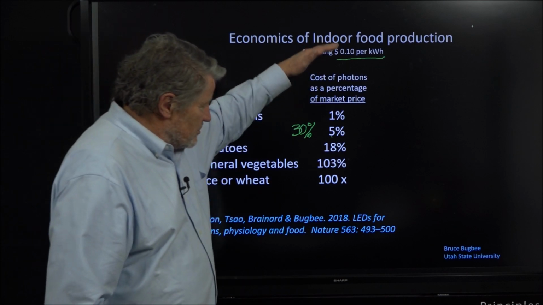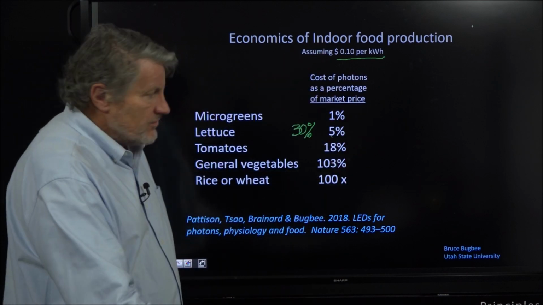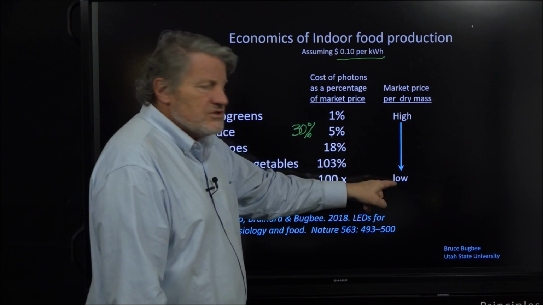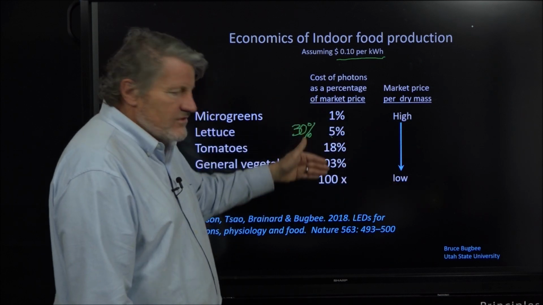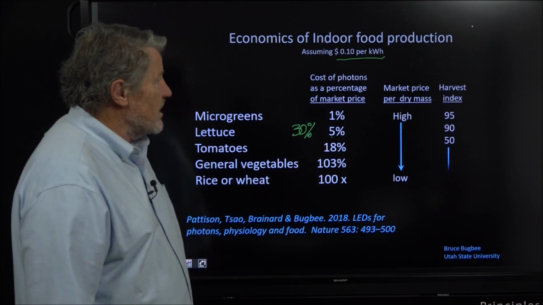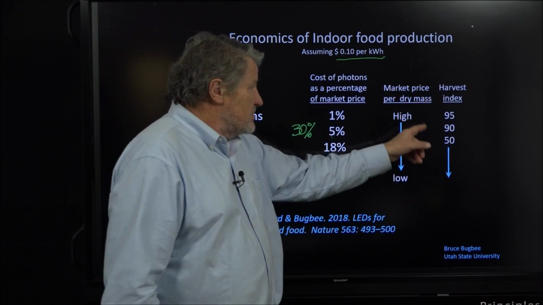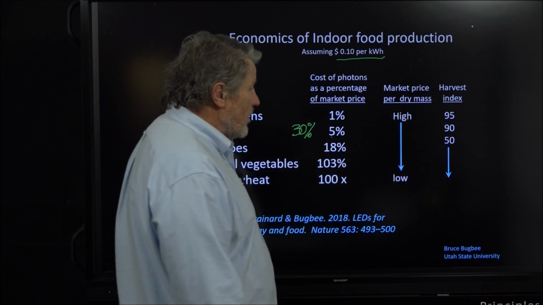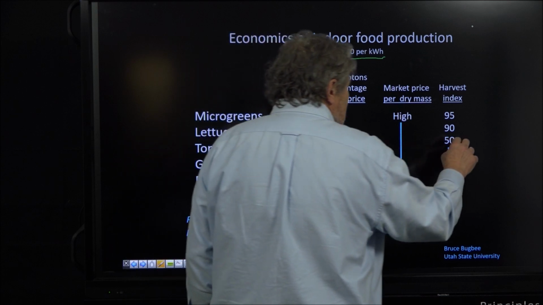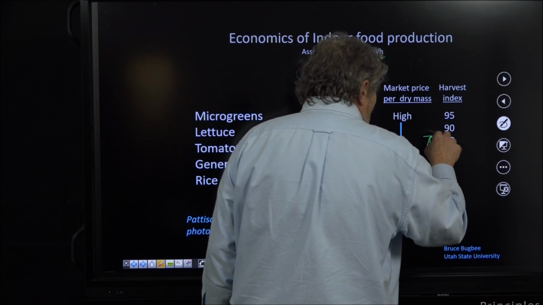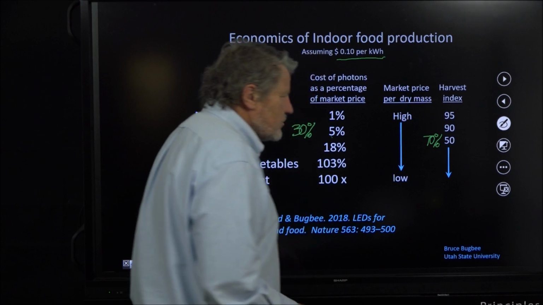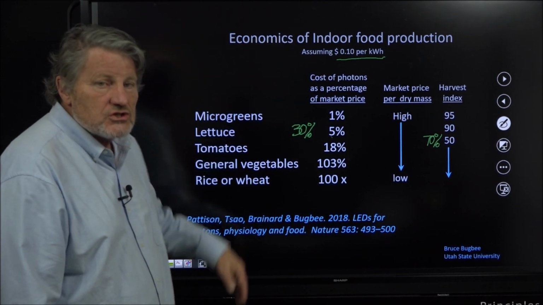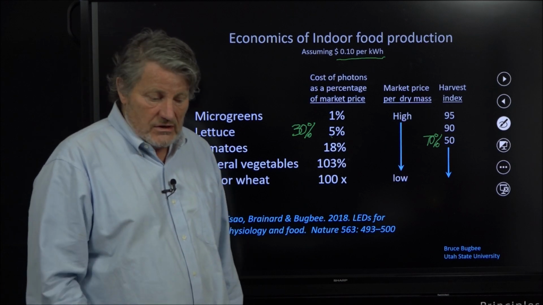One way to look at this, the rapidly increasing cost of photons, is the market price. These are high market price, these are low market price. That's what drives this cost of photons up. And then secondly, the harvest index. These have a high harvest index and it decreases down to 50%. There are tomato lines that are 70%, so we could potentially do a little bit better with tomatoes. The point here is tomatoes are much, much harder to grow, though, than lettuce in indoor ag.